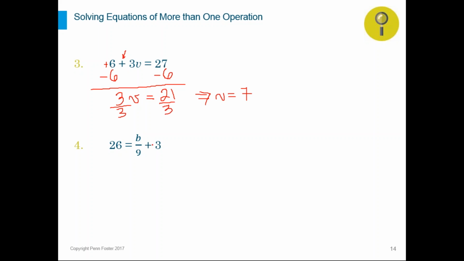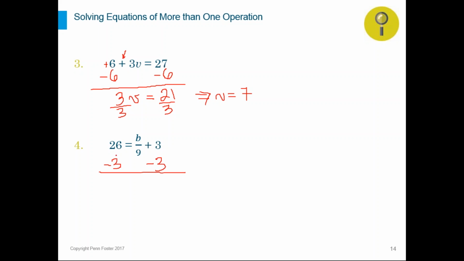Let's look at 4. Now, the variable exists on the right-hand side of the equation, which is not typical, but it's not going to change anything that we have to do to solve the equation. We have division and we have addition. Then we need to get rid of the addition first, subtract 3 on both sides.